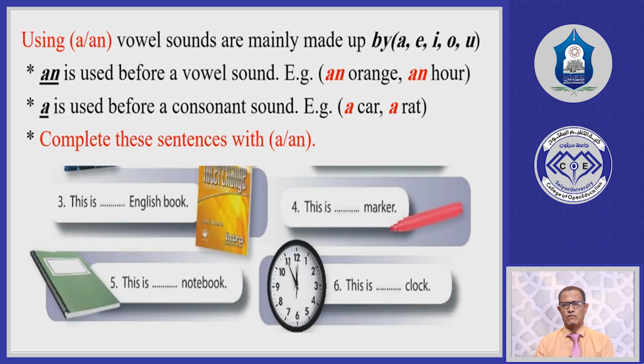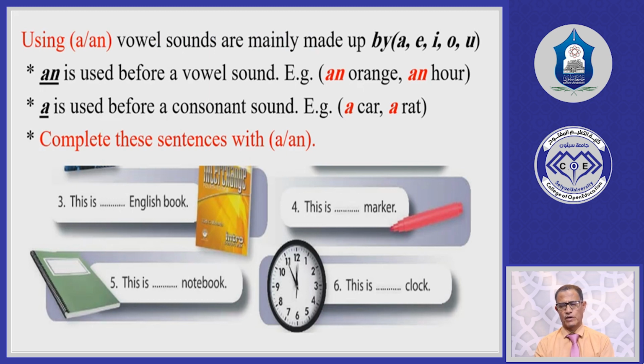Now look, here is a brief explanation for these two articles, "a" and "an". They are used with singular nouns first. You know that "a" and "an" are only used with singular nouns. We cannot use them with plural nouns. So we can say, for example, "a book". Don't say "a books", no.